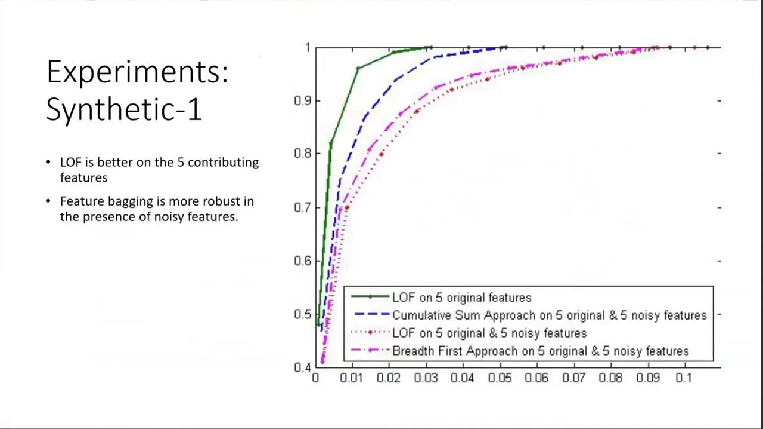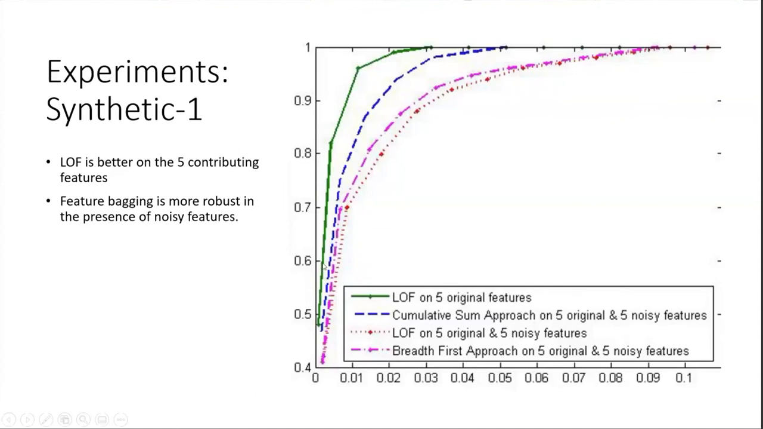Okay, so the first result, presented here as a ROC curve, represents the performance of the LOF method, which has been applied on the 5 original features. Remember that we have 5 features which are used to define the outliers and the normal data, and then the authors added 5 noisy features. It means features that do not help us identify which data point is an outlier.